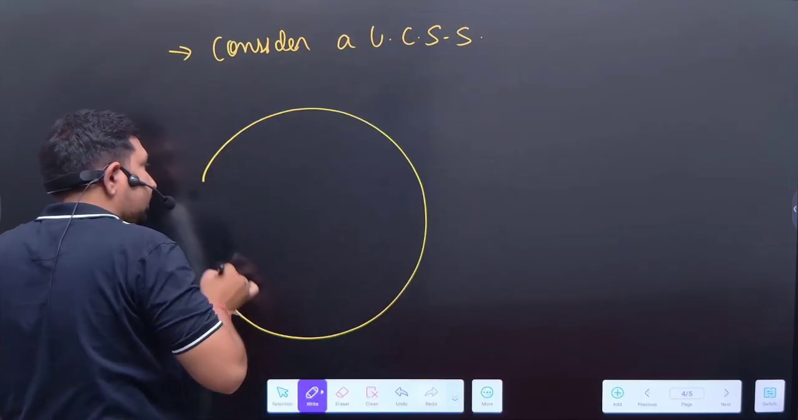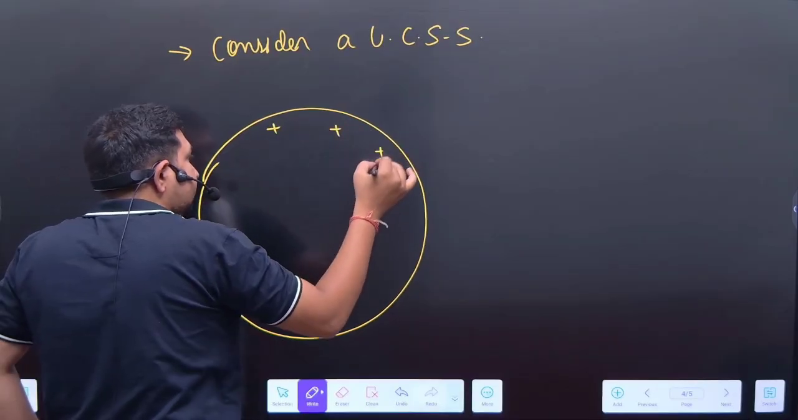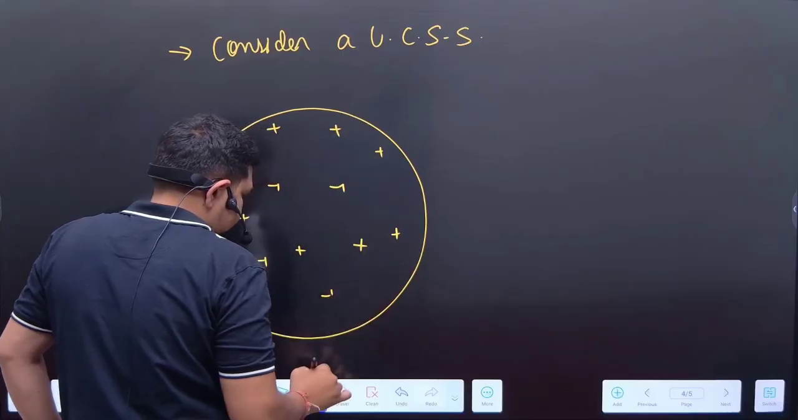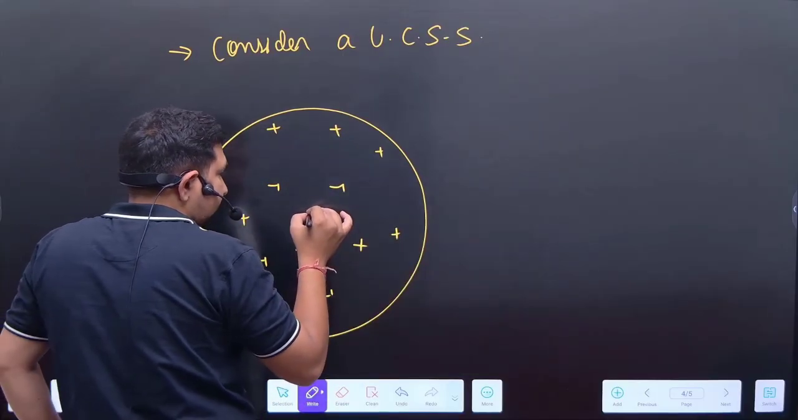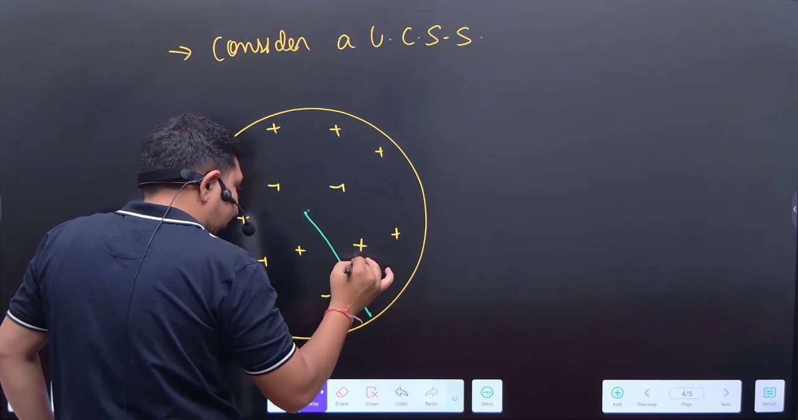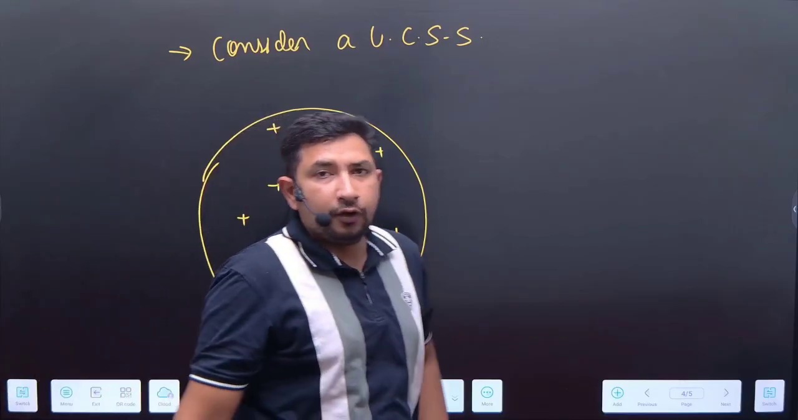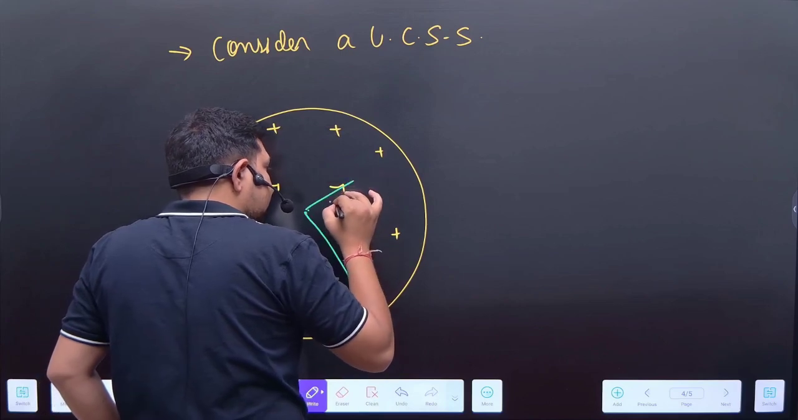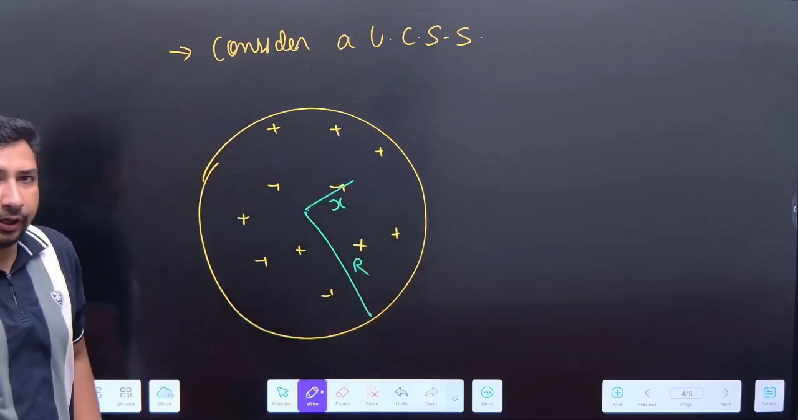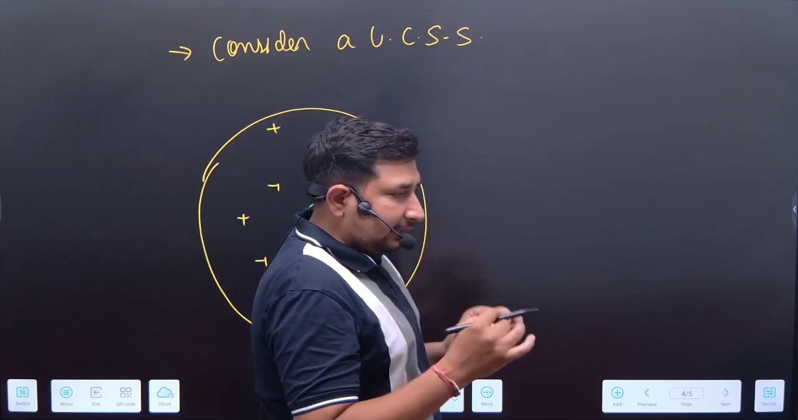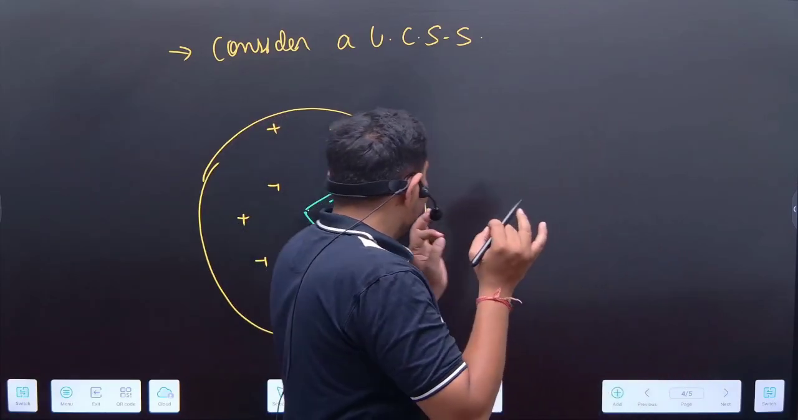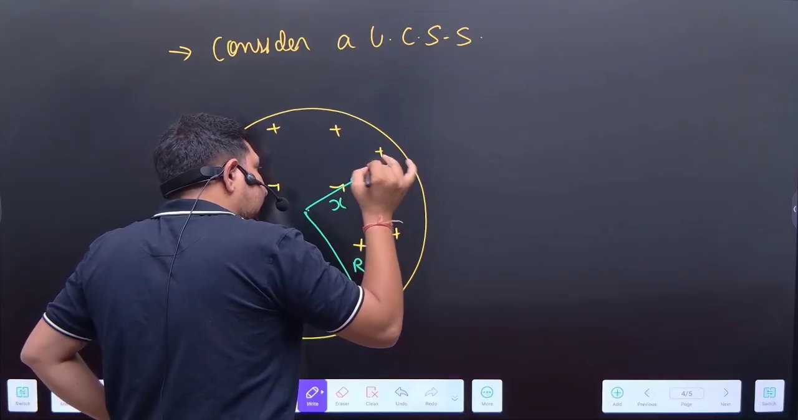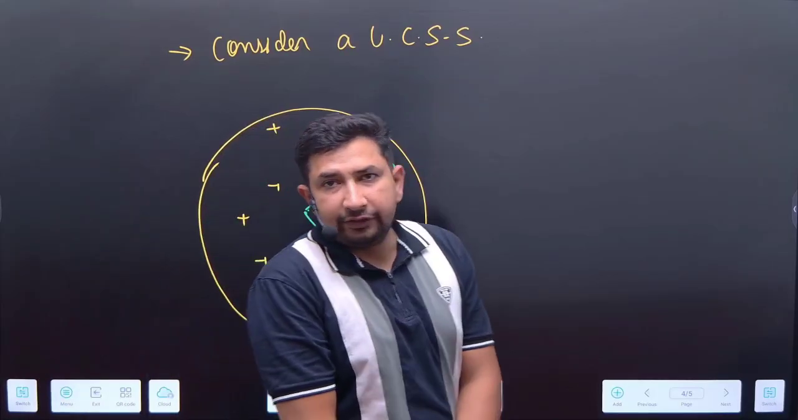So here we have a uniformly charged solid sphere, and charge is distributed evenly on it, and we want to find the electrical field at some distance from the center. Let's say capital R is the radius of this uniformly charged solid sphere, and we want to find the electrical field at some distance x from it. To find it, we assume that there is some electrical field at this point. Let the electrical field be E.